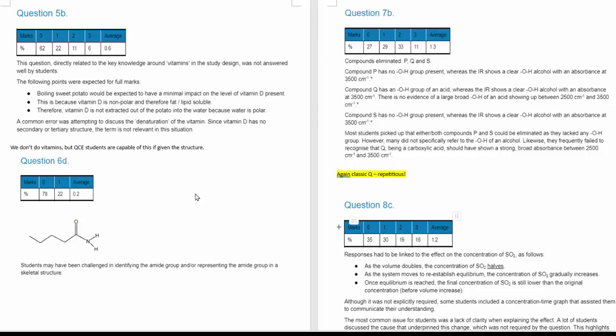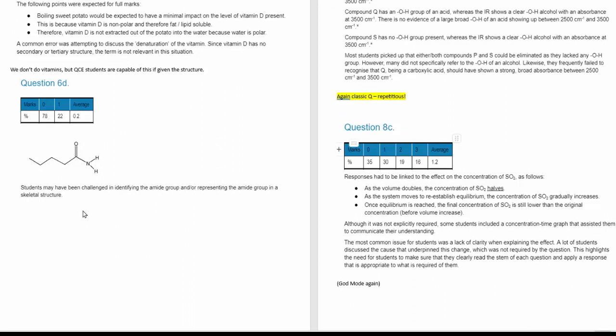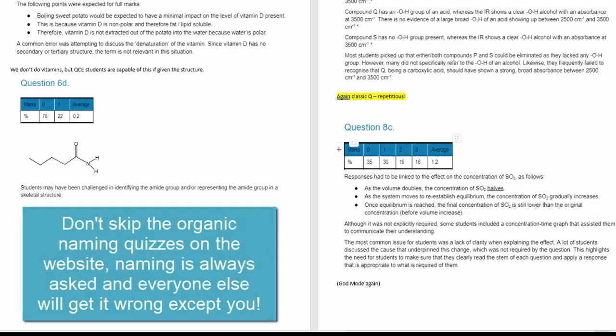Even the HMNR, even though you haven't been taught it, I pretty much assume the Queensland students could fully complete the Victorian paper anyway, which is nice. This one was very humorous because it's happening in Queensland too. It's just such an easy question. It's just a simple amide there, and everyone's getting it wrong.